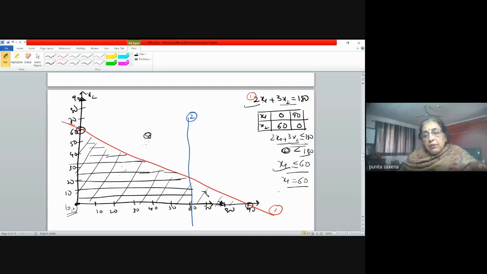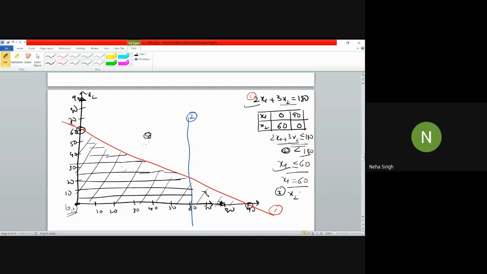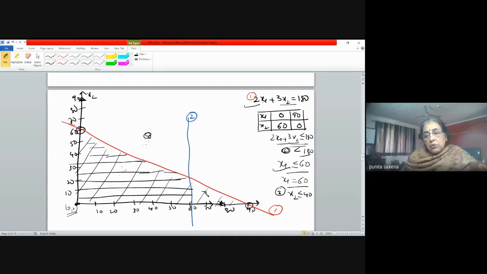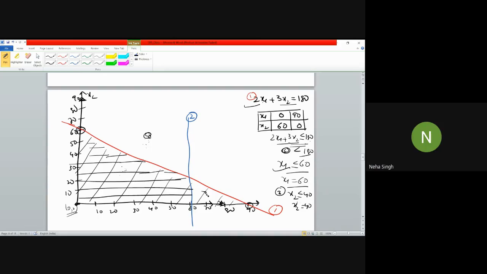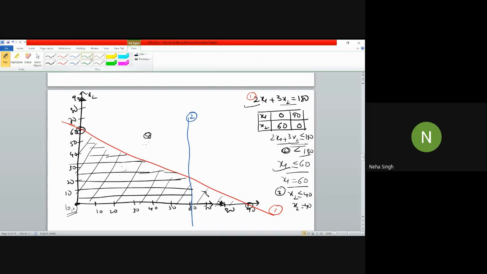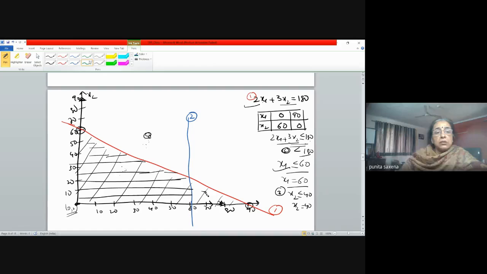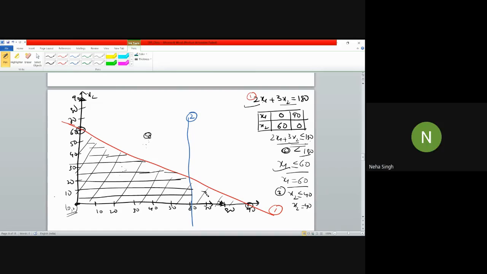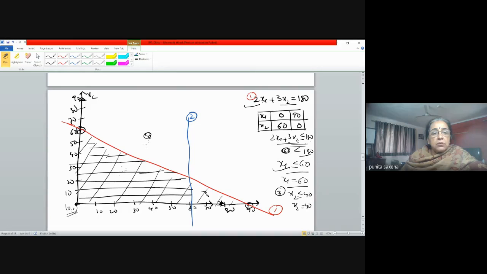ठीक है. सिमिलरली व्हाट वाज द थर्ड कॉन्स्ट्रेंट? x2 less than equal to 40. तो फिर हम वही करेंगे, क्या लाइन प्लॉट करेंगे? x2 इक्वल टू हॉरिजॉन्टल ड्रॉ करेंगे 40 के क्रॉस. हॉरिजॉन्टल पासिंग थ्रू 40. ठीक है ना? तो एक तरह से ये लाइन आ गई हमारे पास. दिस इज योर थर्ड कॉन्स्ट्रेंट.